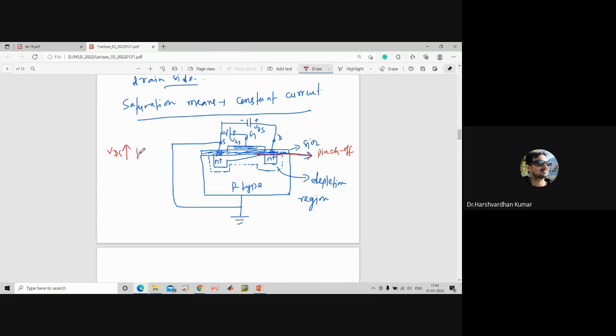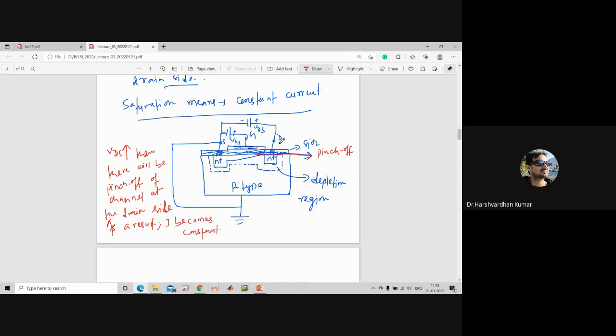then there will be pinch off of the channel, right? Channel at the drain side, right? So as a result, what will happen? The current I becomes constant.